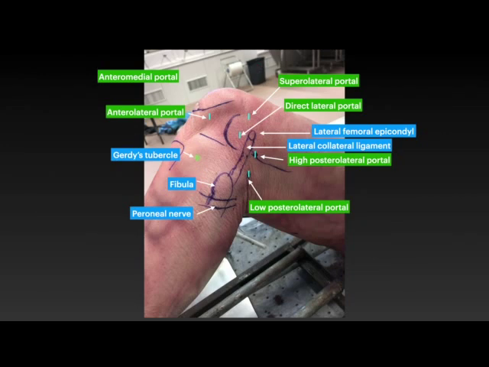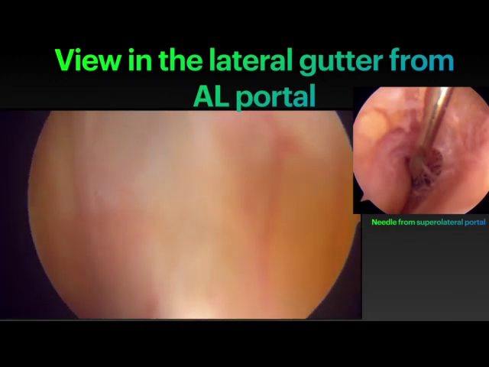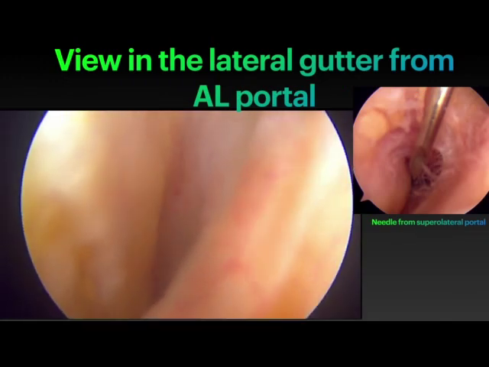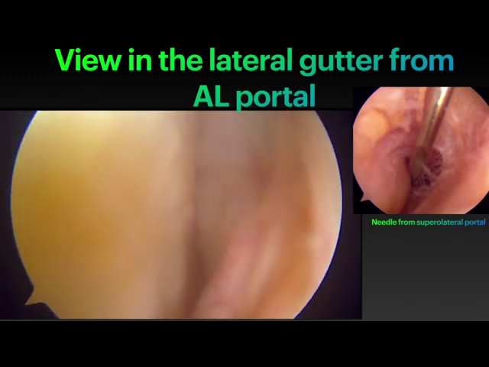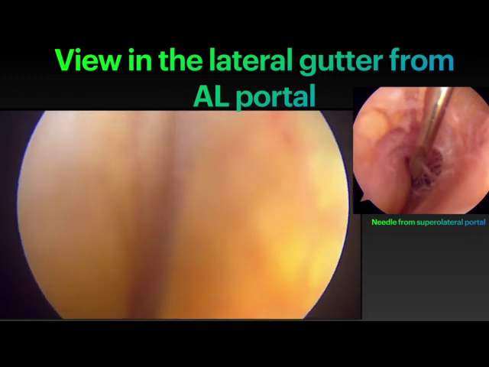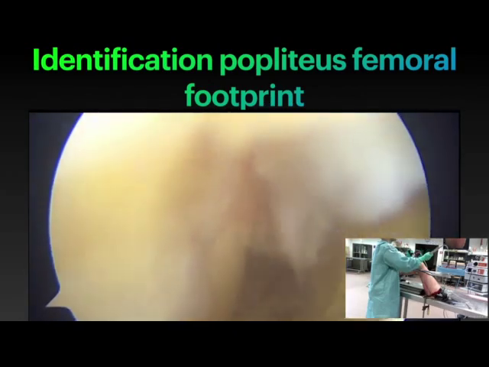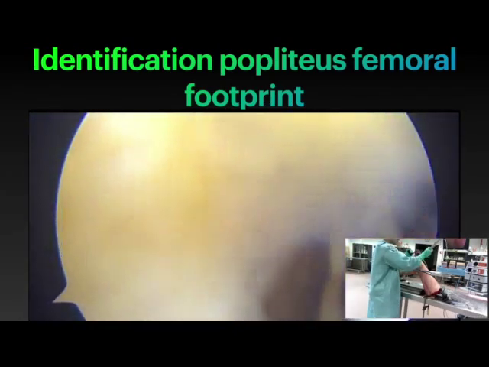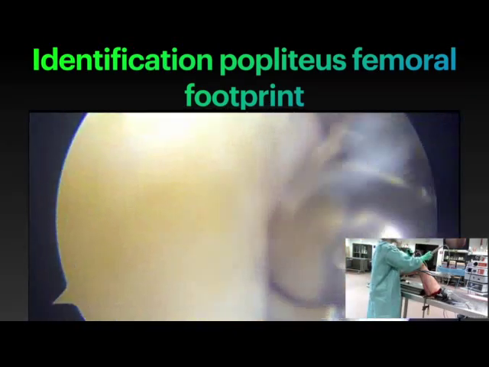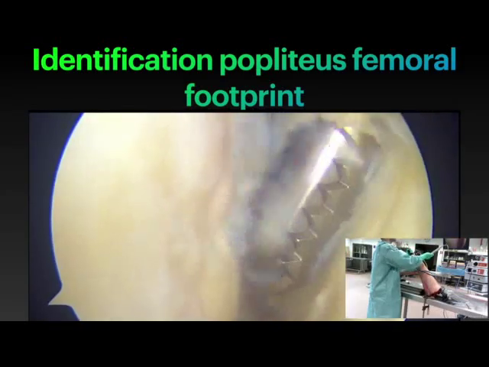For this technique, we utilize an anteromedial and an anterolateral portal, a superolateral portal, a direct lateral portal, and a high and a low posterolateral portal. With the 30-degree arthroscope in the anterolateral portal, we establish a view of the lateral gutter and utilize a spinal needle for creation of the superolateral portal. With the shaver in the superolateral portal, we debride the lateral gutter and we identify the popliteus femoral footprint.